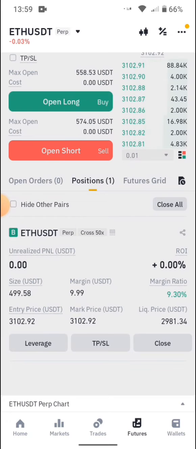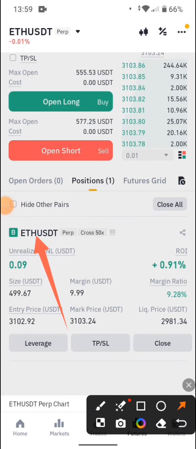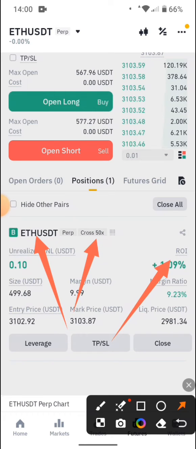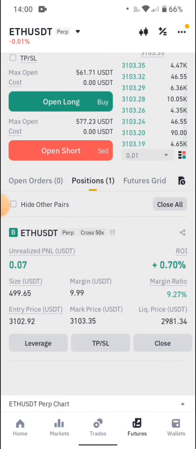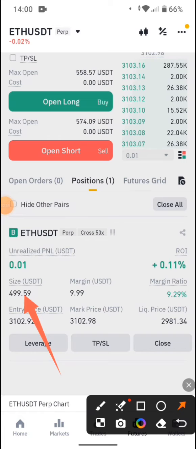We are currently in the trade with Ethereum. This is the pair which you are trading. ETH is the base. You are using USDT to buy Ethereum. This is the cost margin, the margin which you are using. You already know the ROI, the return on investment. Now let's look at our entry price and see whether we are in profit or loss. This is the size which you are trading, and this is our margin, the amount of money which we put to open this position size.